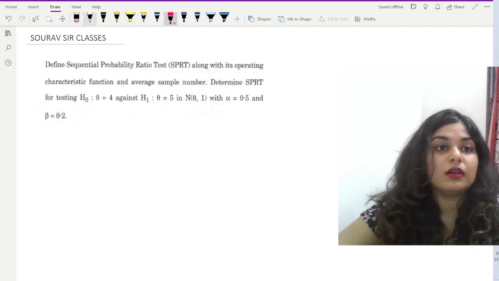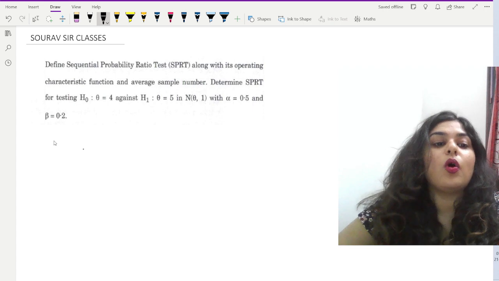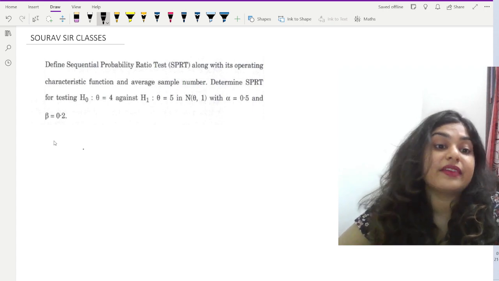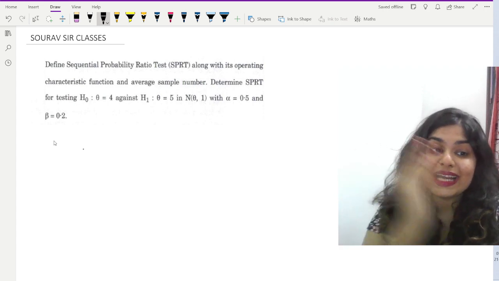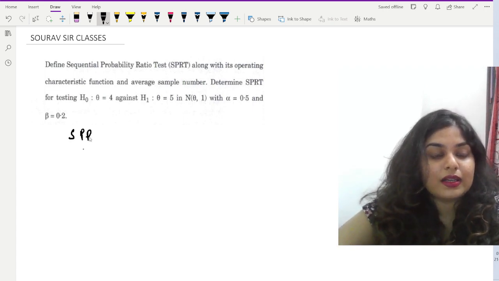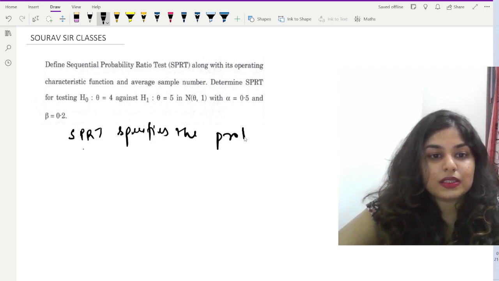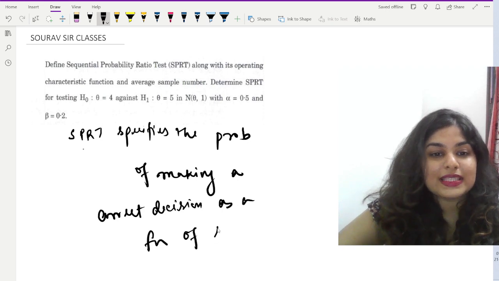So let us first define the given characteristic, that is the OCF of an SPRT. Basically OCF means the operating characteristic function of SPRT. It specifies the probability of making a correct decision as a function of the sample size. So let's write down: SPRT specifies the probability of making a correct decision as a function of sample size.